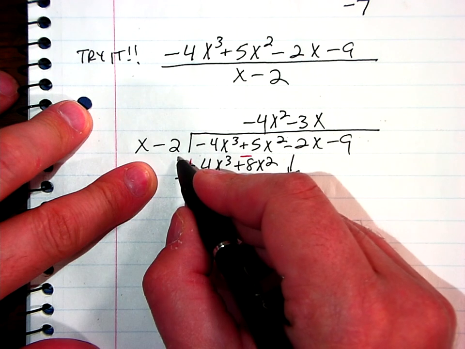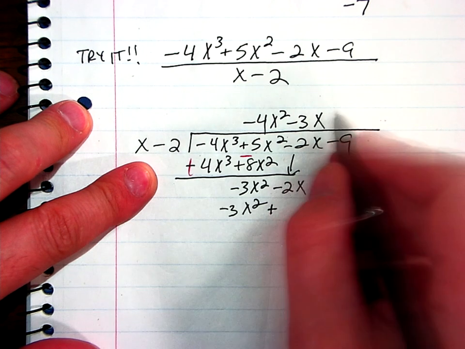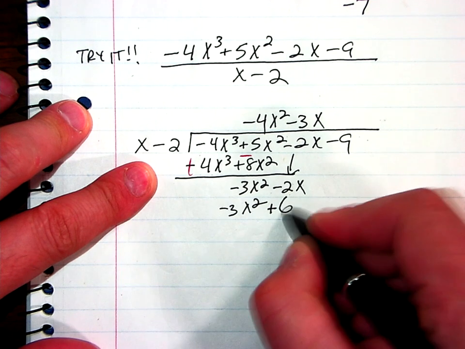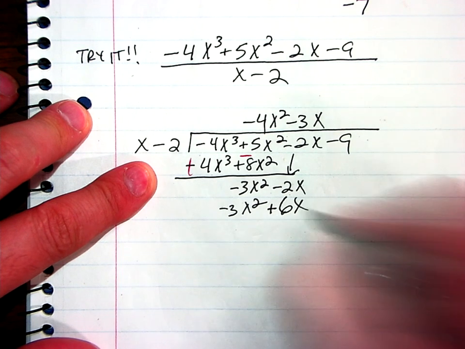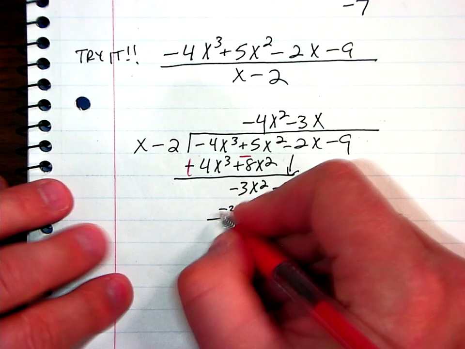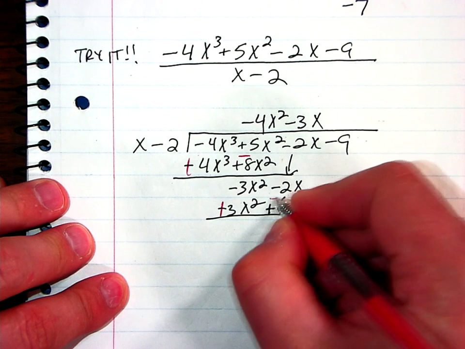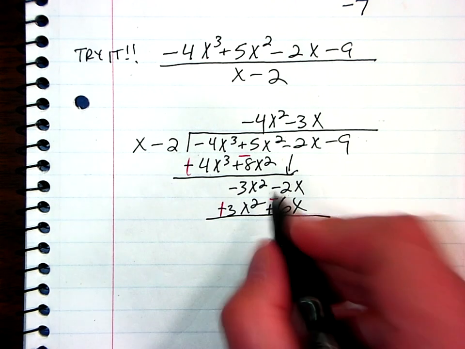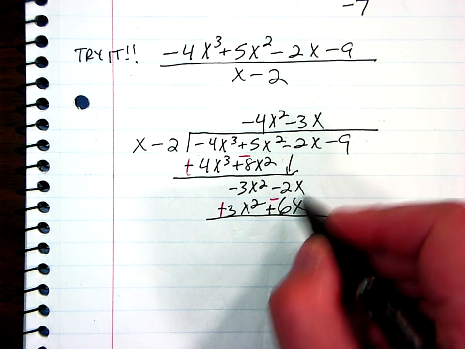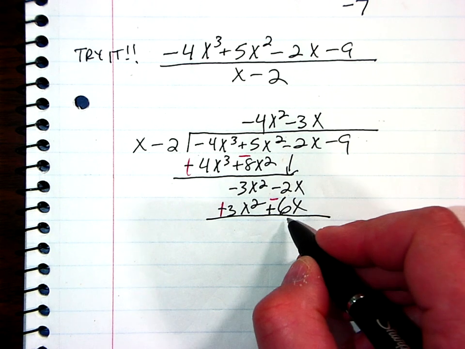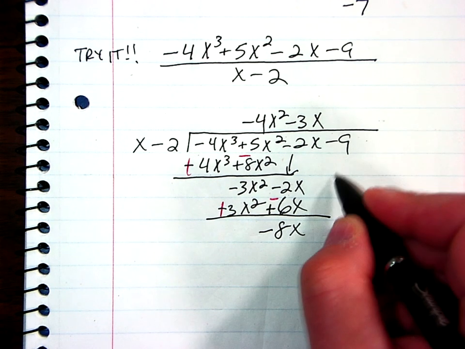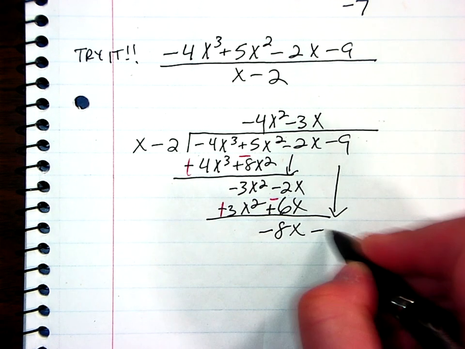3 times 2 is 6. And then x times nothing is just x. What do I do with my signs? So this becomes positive, this becomes negative. Negative 3x squared plus 3x squared is 0. Negative 2x minus 6x is negative 8x. What do I do with the negative 9? Thank you, Jonna.